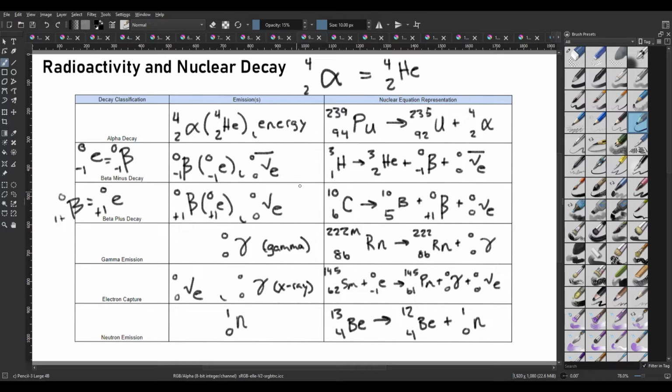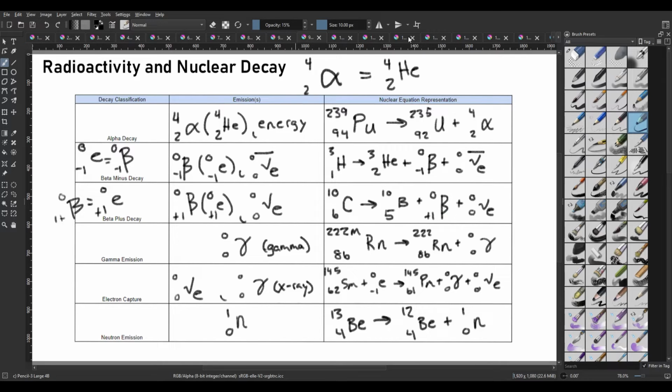And then to represent these in an equation, let's say we have this tritium decay here. It's going to turn into a helium-3 nucleus plus a beta minus particle plus an electron antineutrino here. This is this representation. And then our beta plus equation, say we have carbon-10 here. That's going to turn into boron-10 plus a positron, a beta plus particle, plus an electron neutrino over here.